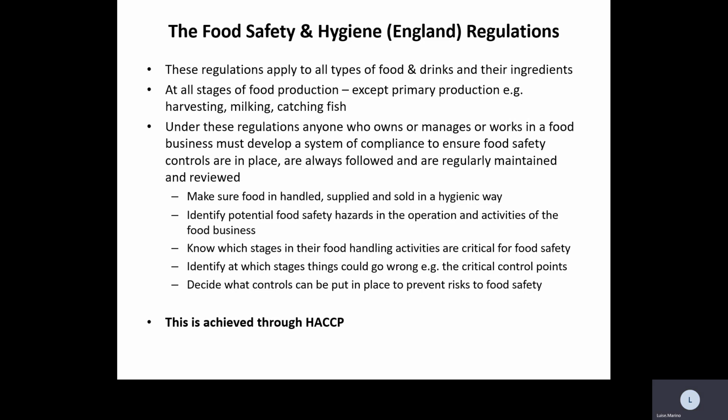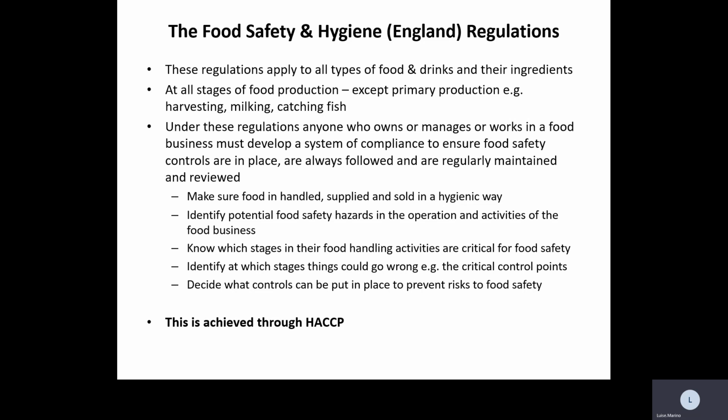The Food Safety and Hygiene Regulations in England, 2013, apply to all types of foods and drinks and their ingredients, and to all stages of food production except primary production, e.g. harvesting, milking, catching fish. Under these regulations, anyone who owns, manages or works in a food business must develop a system of compliance to ensure that food safety controls are in place, and that they're always followed and regularly maintained and reviewed.